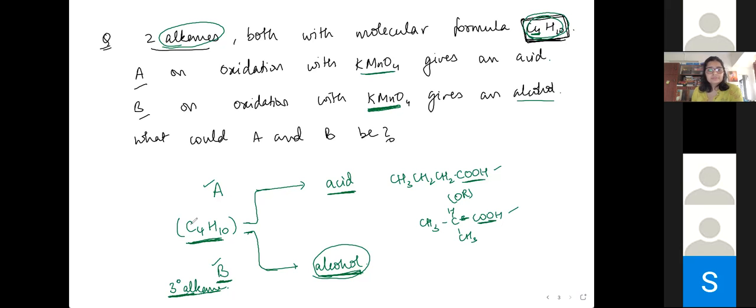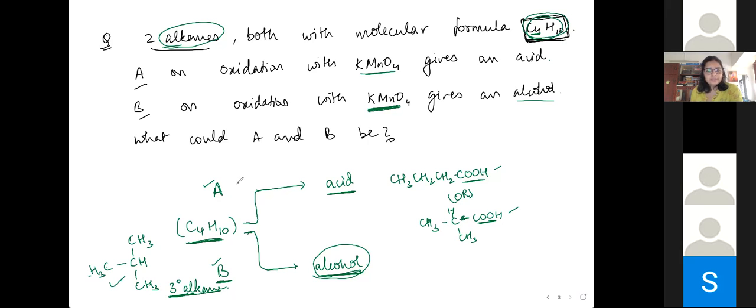So let's put it together. It is C4 and there should be a tertiary carbon, so let's draw the tertiary. The carbon atoms are accounted for, so the remaining should be hydrogens only. If you just do a quick verification, C4, and H: 3 threes are 9 plus 1, 10. So this is C4H10. So this is B.